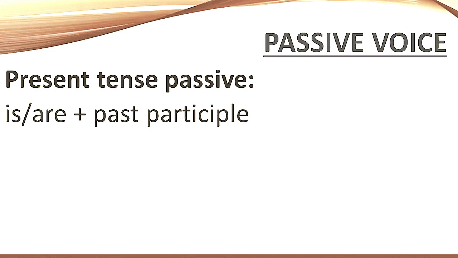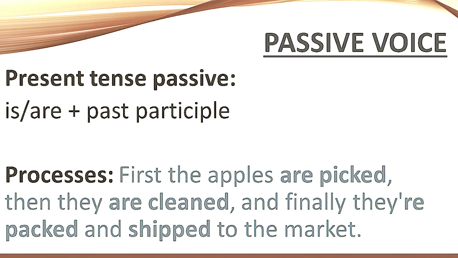Present tense passive is formed by is or are plus past participle, and we often use it for processes. For example, first the apples are picked, then they're cleaned, and finally they're packed and shipped to the market.